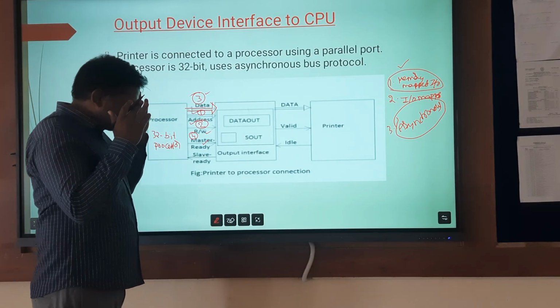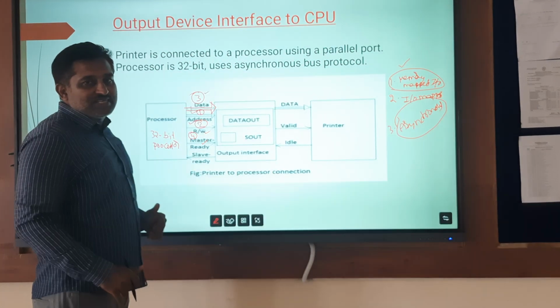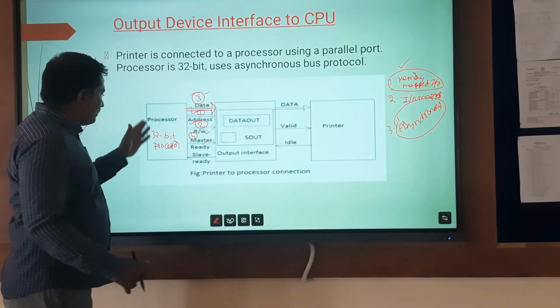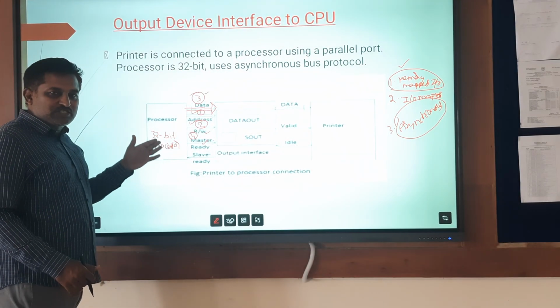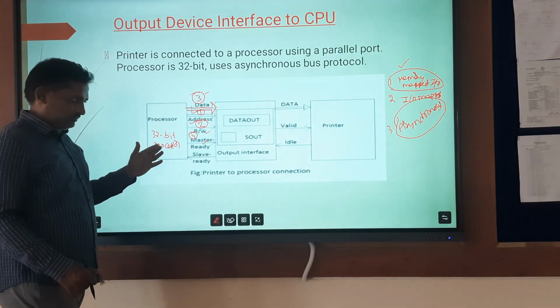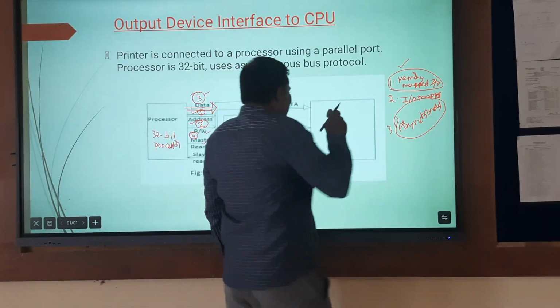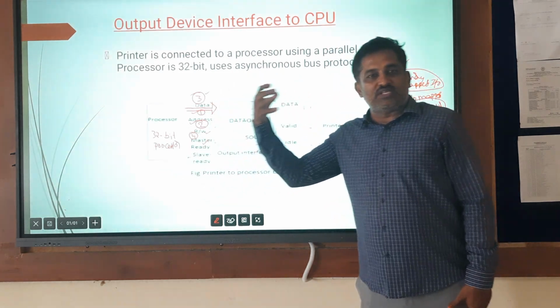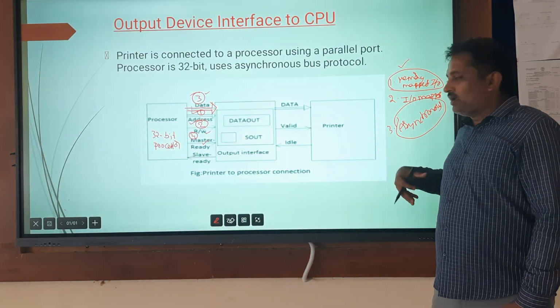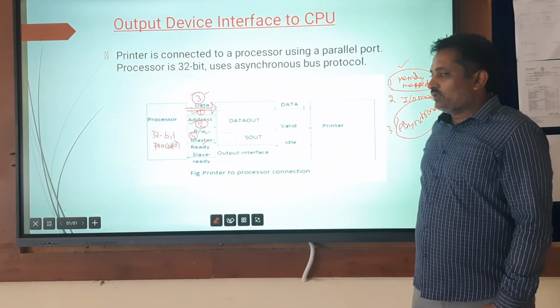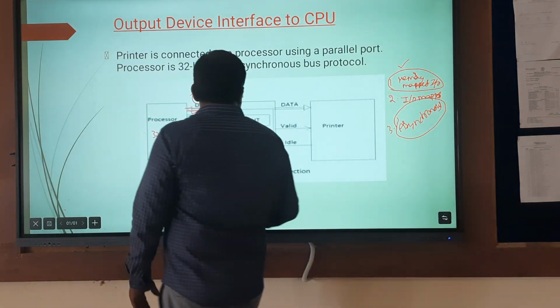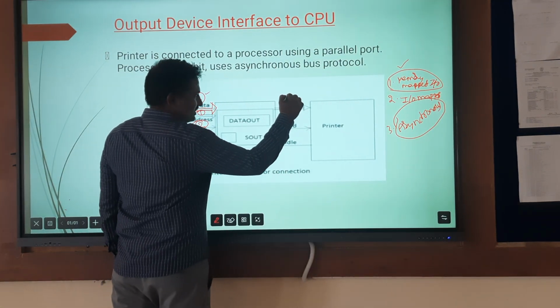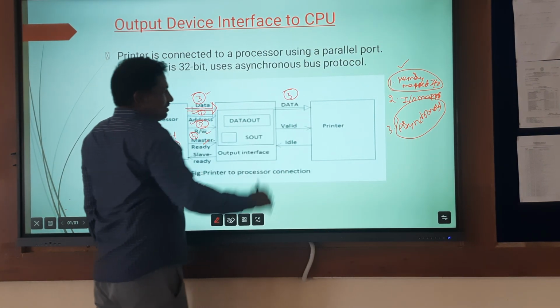Once the slave device is identified and the processor is participating in the data transfer, then the addressed slave device has to grab the information from the bus into the printer. Okay, further, the next step is data.